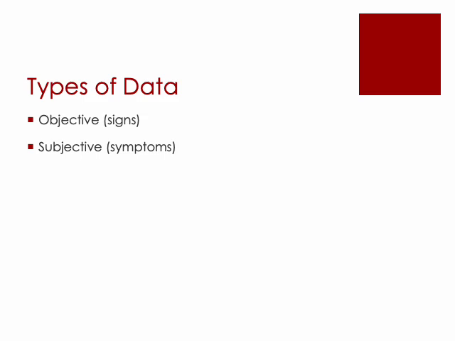There are two different types of data. There's objective data and subjective data. When we look at objective and subjective, also think signs and symptoms. So when we're talking about patients and we talk about signs and symptoms, our objective data are the signs. Subjective data are the symptoms.